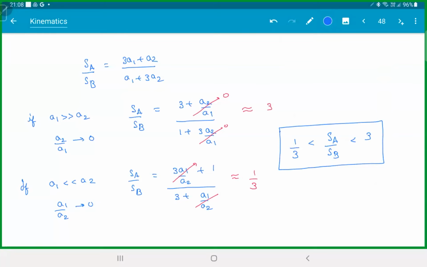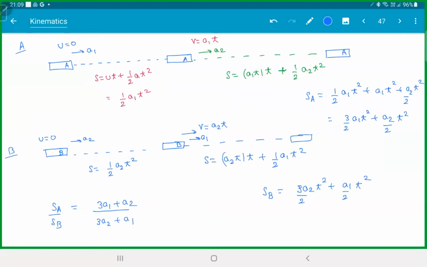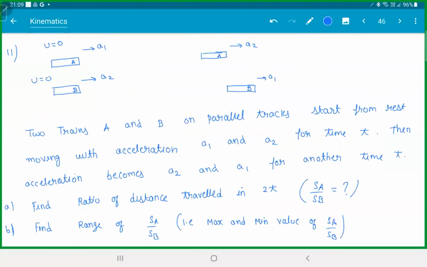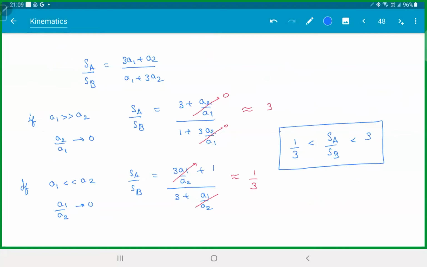So whenever they ask you for a range, you have to see the extreme possibilities. In this case, the extreme possibilities are one guy having an infinite acceleration, the other guy having almost negligible acceleration. That's how you handle this. Do check it out. And if you observe, I didn't give a single number in the question, A1, A2, everything, and I still got a number in the answer. This can be an integer type question: find the maximum value of SA by SB. That is how a question can be framed.